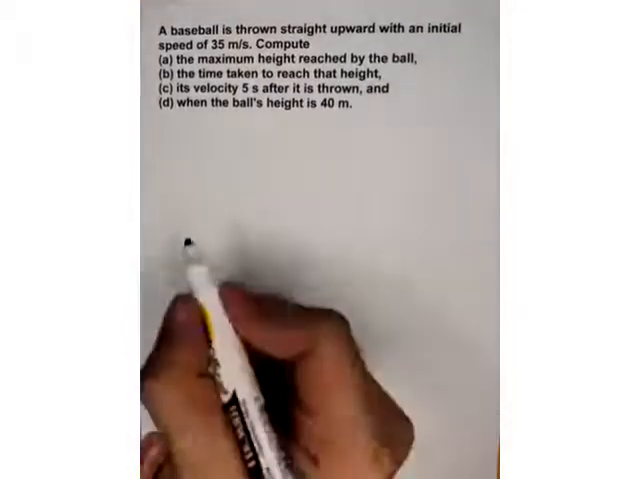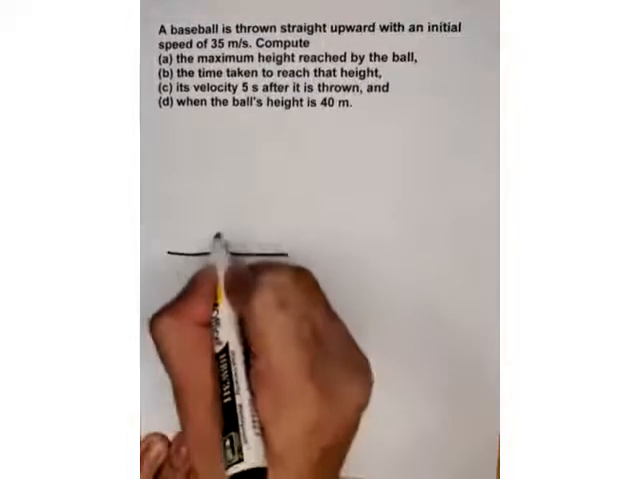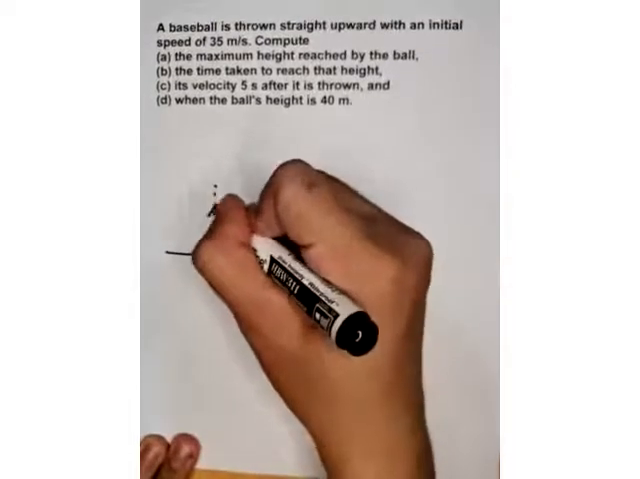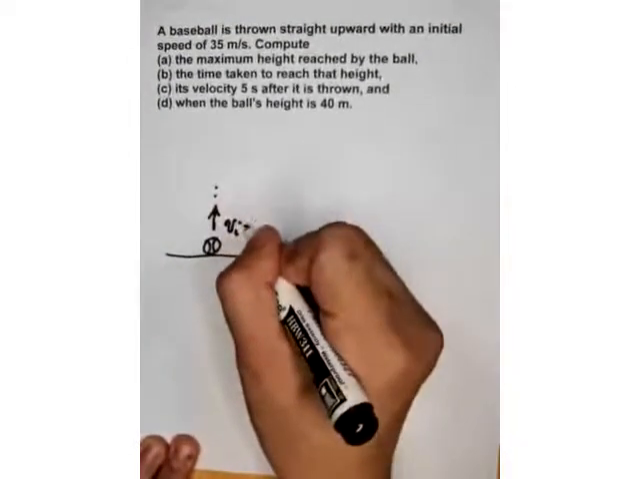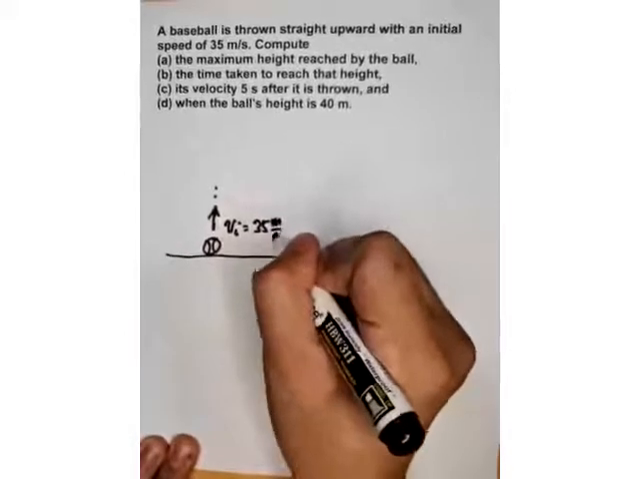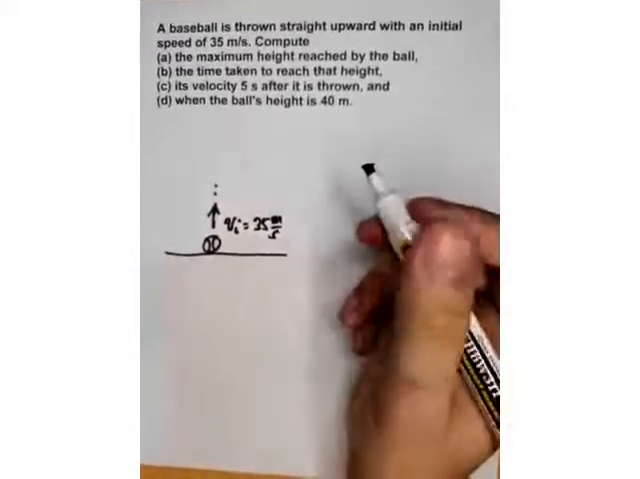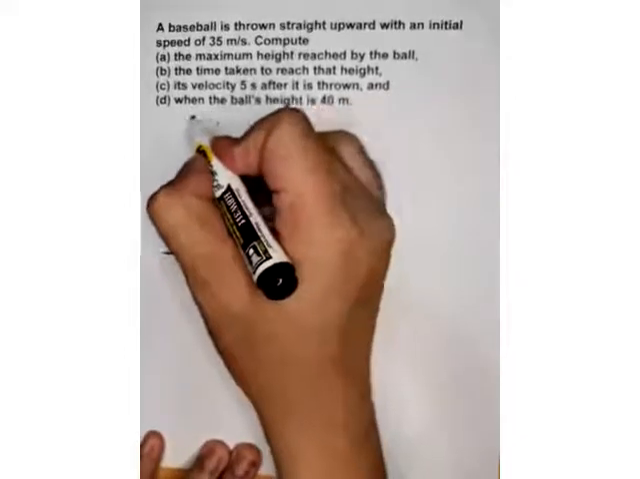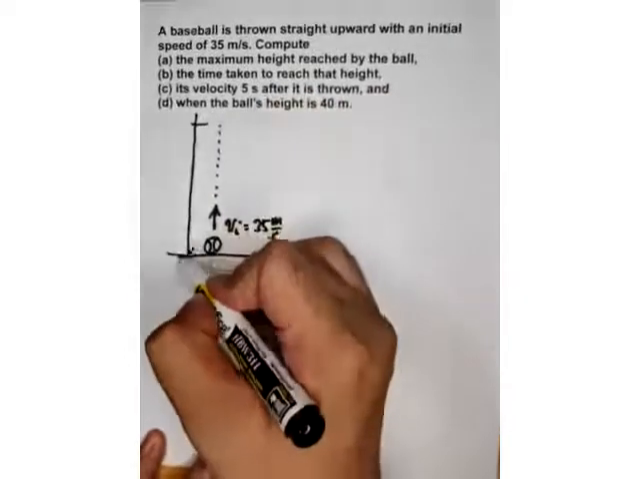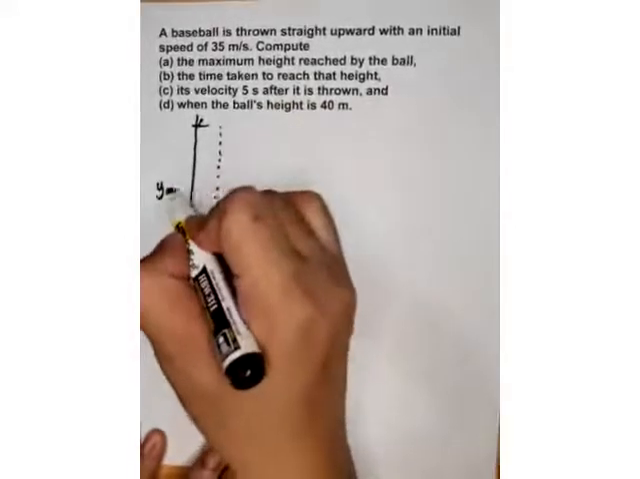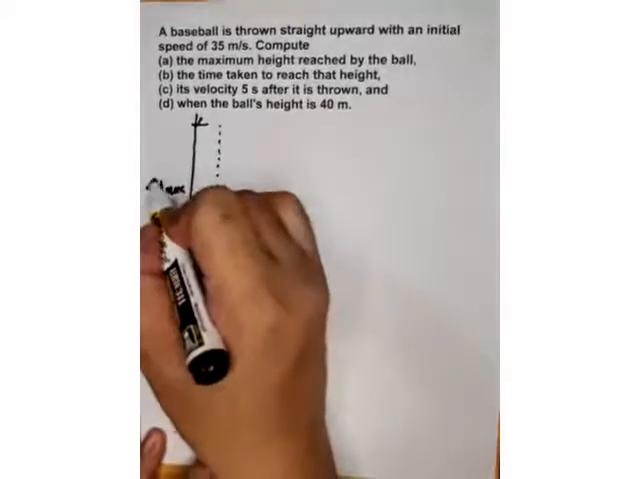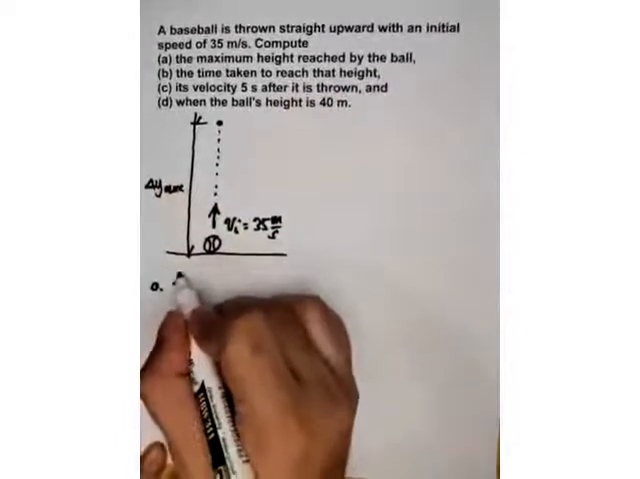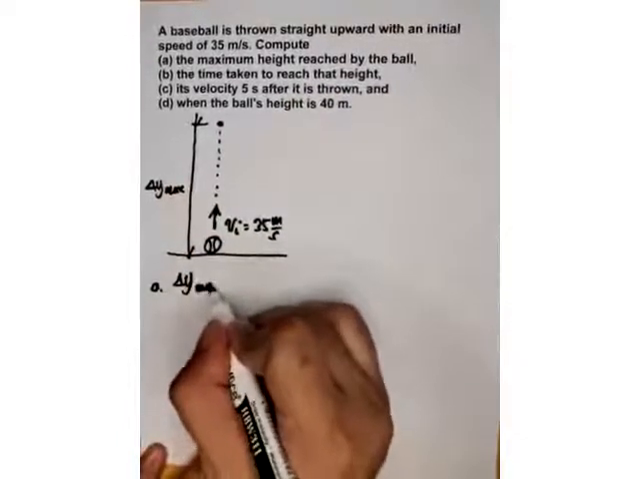Ayan. So, isa-isahin natin. So, meron daw tayong given na bola. Okay, at tinapon siya pataas, giving it an initial velocity of 35 meters per second. So, yun lang yung given. So, yung tanong ay, ano daw yung kanyang maximum height? Okay, delta y max. So, yun yung ating letter A. So, what is delta y max?